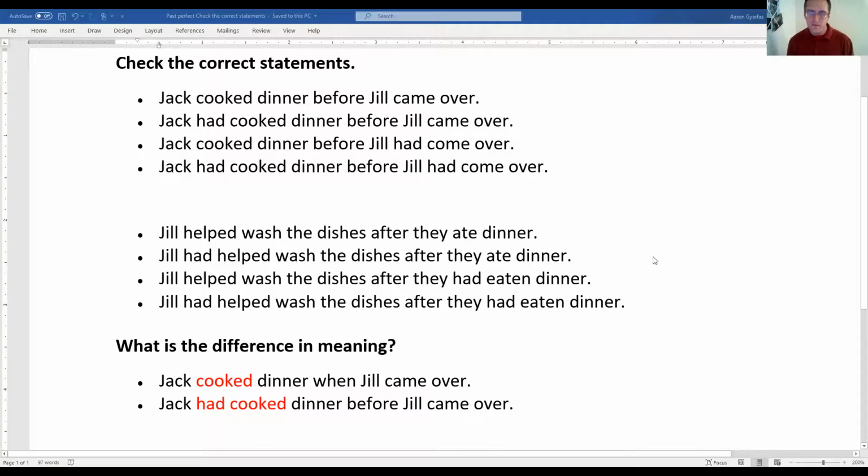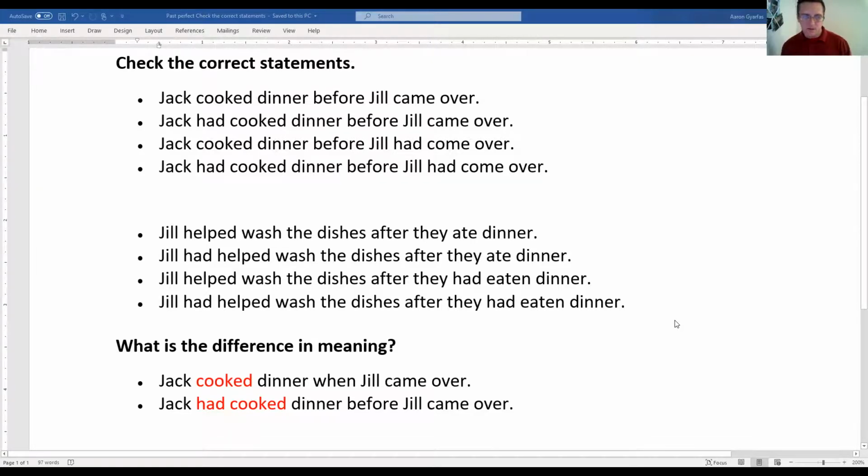Okay. Number 3, Jill helped wash the dishes after they had eaten. This one's good because they ate dinner first. So we use the past perfect, had eaten, for the first event. The second event was helped wash the dishes. So we use past simple for the second. And then the fourth one, also no good because we have 2 verbs in the past perfect. Jill had helped after they had eaten. You don't want 2 verbs in the past perfect. 1 verb is in the past perfect. 1 verb is in the past simple.